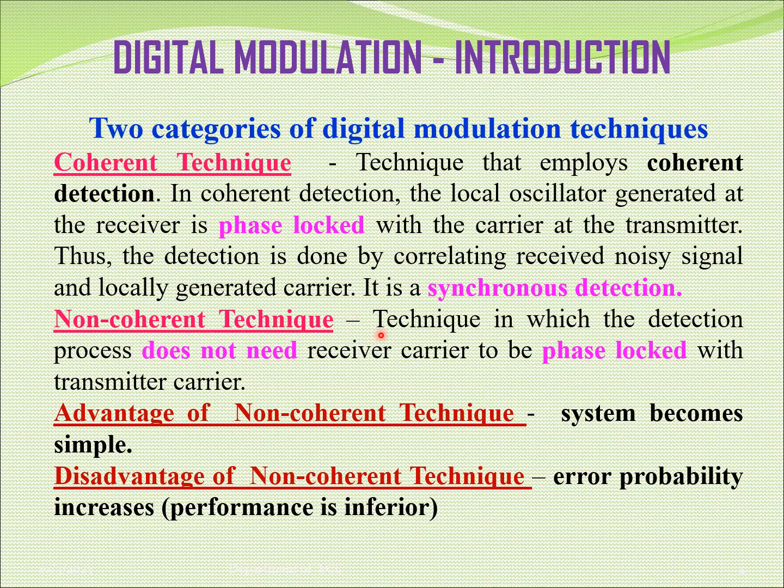Whereas the non-coherent technique is one in which the detection process does not need the receiver carrier to be phase locked with the transmitted carrier. So from this definition itself, it is very clear that the non-coherent technique becomes very simple because there is no need to phase lock the carrier frequency. At the same time, the error probability increases. The performance is inferior compared to the coherent technique. So it is up to the user who selects between coherent and non-coherent. If simplicity is needed, we go for non-coherent, but if we cannot compromise on the error, then we go for the coherent technique.